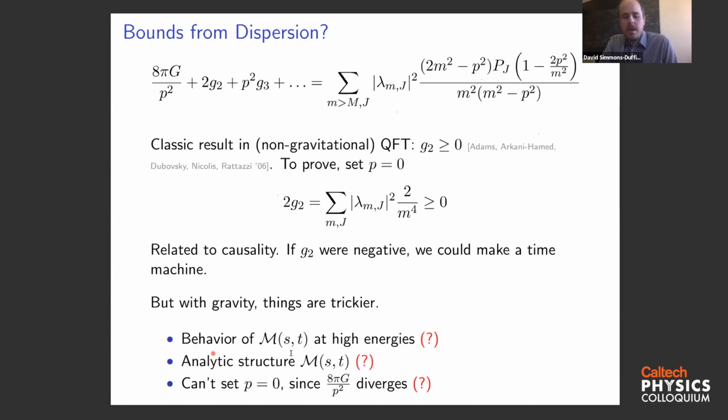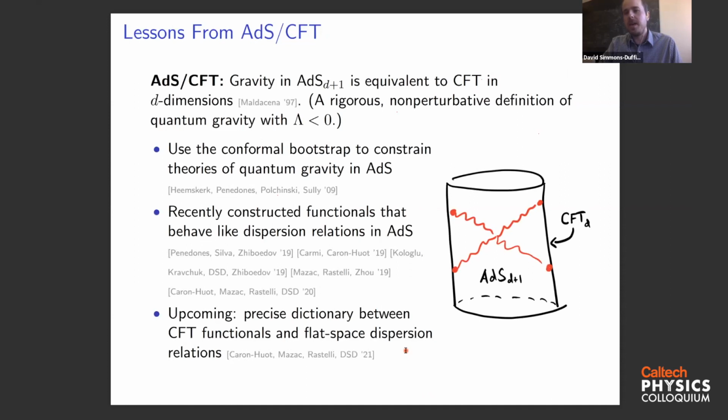Okay, so this first problem, behavior of the scattering amplitude at high energies. The real problem is that we don't have a fully rigorous, non-perturbative definition of quantum gravity in flat space. If we did, we might be able to attack this problem of how does the scattering amplitude behave at high energies. Now, people can make guesses about the high energy behavior, and well-motivated guesses, and there are lots of proposals out there. But if we really wanted to be sure, we would need some actual definition of quantum gravity. So we should go to a case where we do have an actual definition of quantum gravity, which is AdS/CFT.